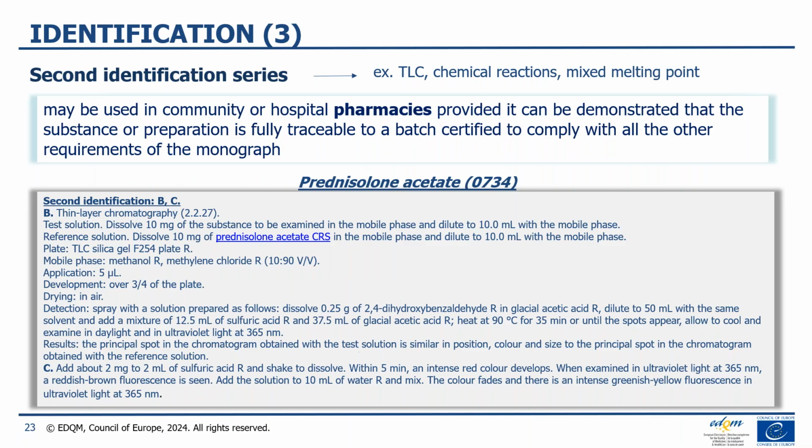The second series, intended for community and hospital pharmacies, contain different tests with much less complex instrumentation. Those can be TLC tests, chemical reactions, or mixed melting point. In the case of the prednisolone acetate monograph, the second identification describes 2 tests, TLC and a chemical reaction, and those 2 tests have to be performed to comply with the requirements.